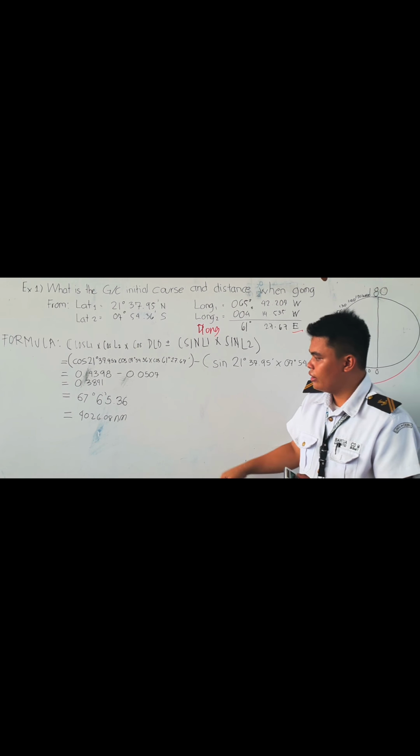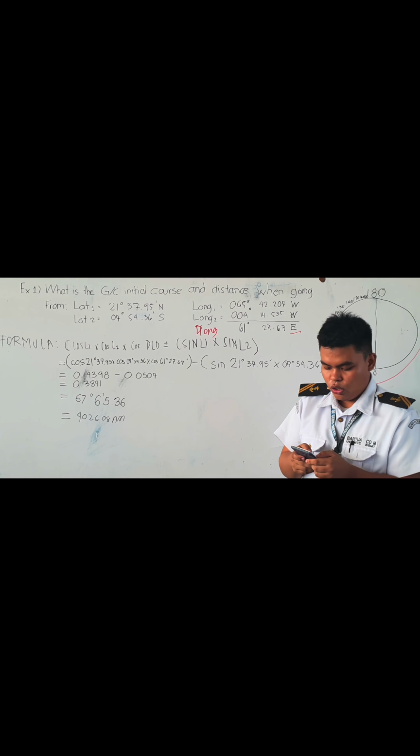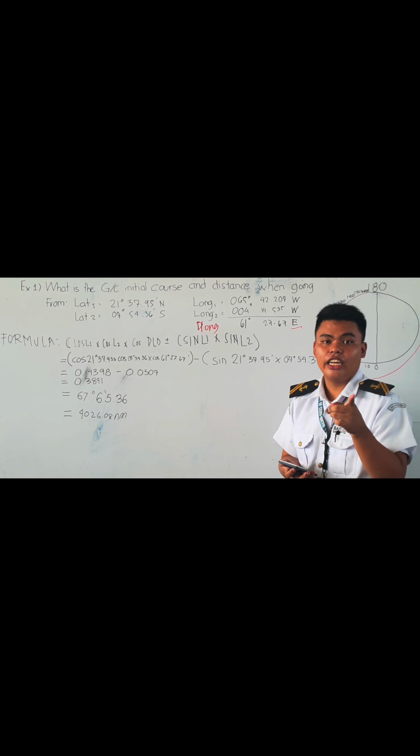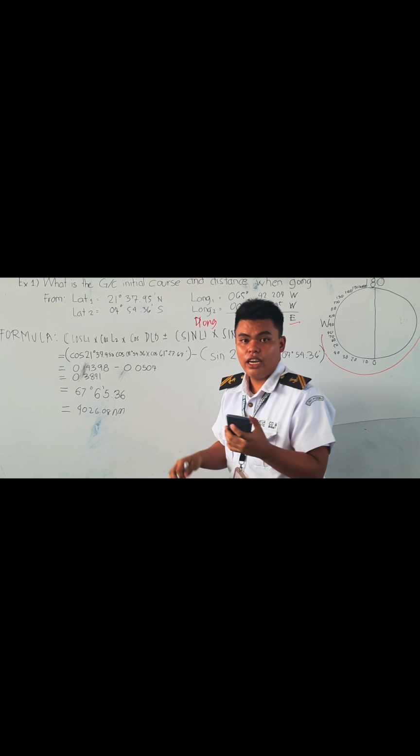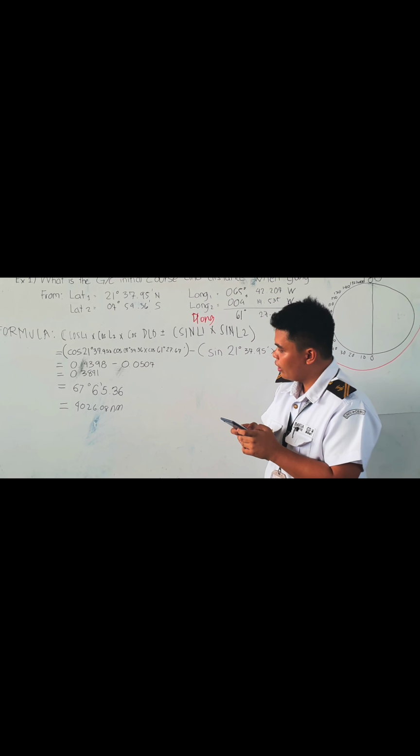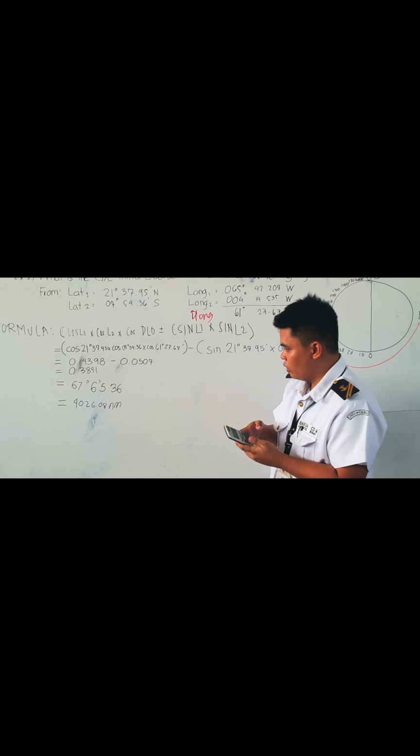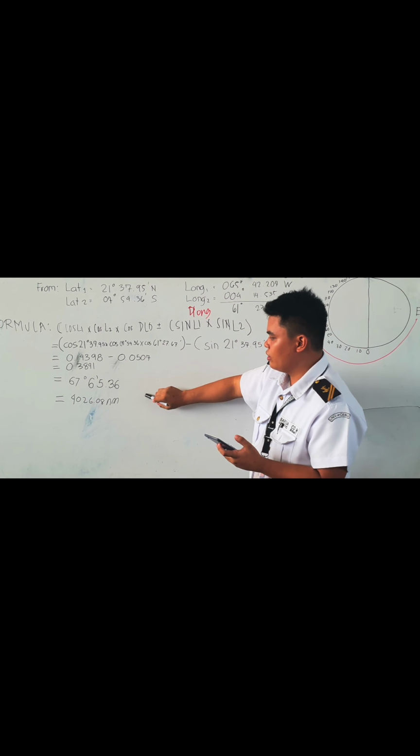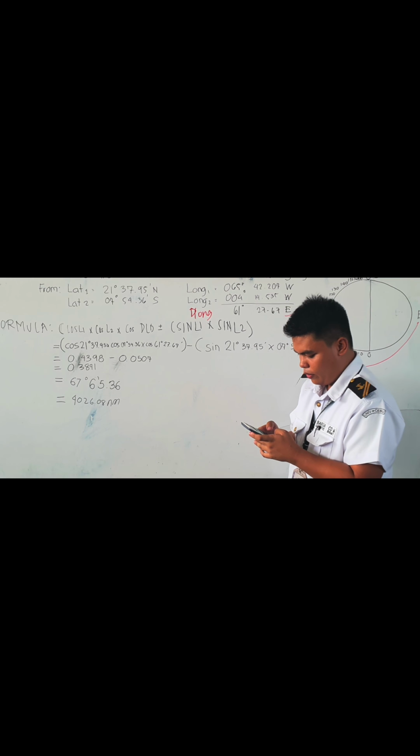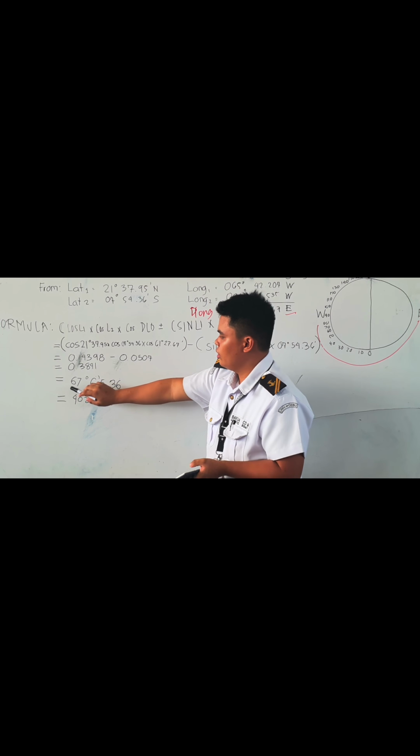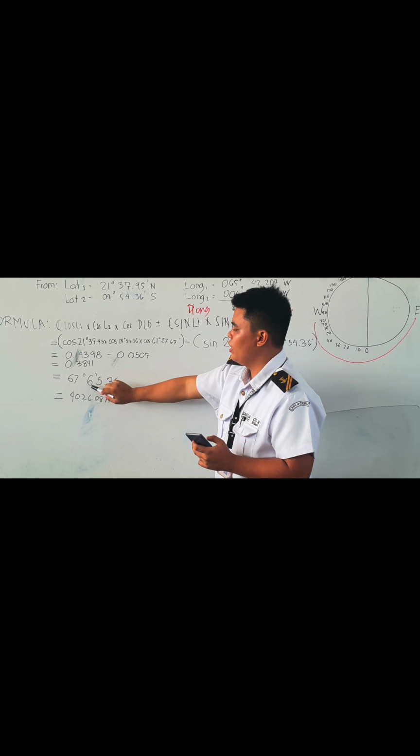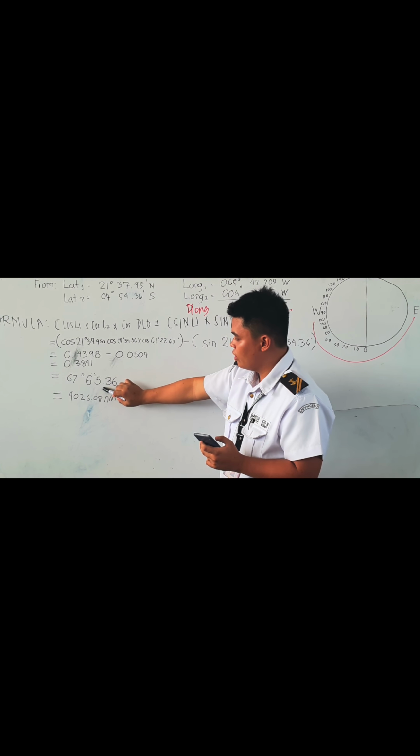To get this, we must do the shift cosine. Try it with your calculator to get this one. Shift cosine, then write 0.3891 to get this answer. So try it with your calculator, guys. Oh, see, and the answer is 67 degrees, 6 minutes, and 5 seconds.